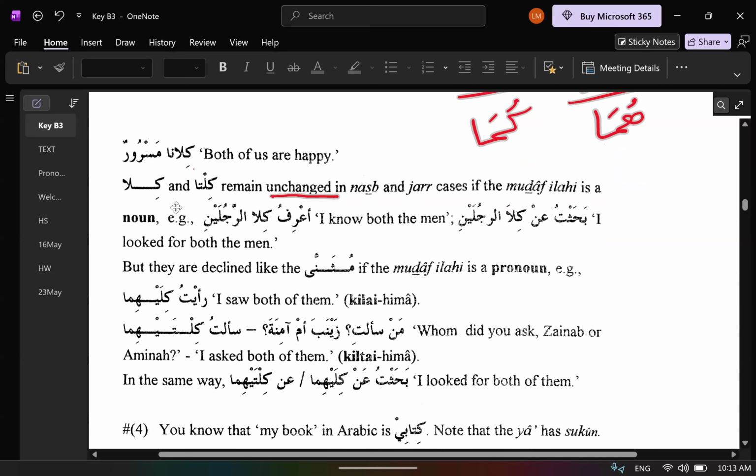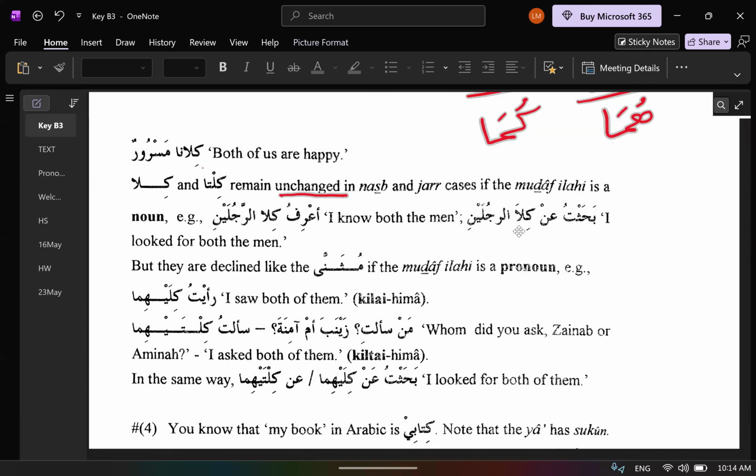Let's read it. Kila and kilta remain unchanged in nasab and jar cases if the mudaf ilayhi is a noun. Example: A'rifu, I know, kila rajulaini. I know both the men. Bahastu an kila rajulaini. I searched for both the men. But they are declined like muthanna if the mudaf ilayhi is a pronoun.